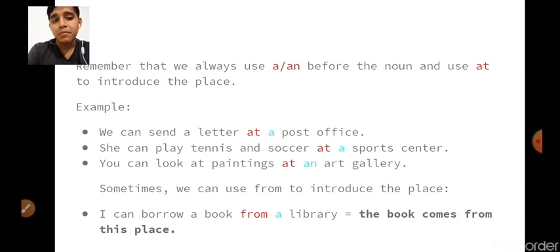Okay, it means that the book comes from this place. I mean the library. The book comes from the library. That's why we use from. Okay, it's the same when we say that we come from a specific place, like your country, for example. I come from Italy, I come from Japan, I come from Russia, I come from Korea. This is the same thing when we talk about the book. This book is coming from the library, so in this case we are going to use from and not at.